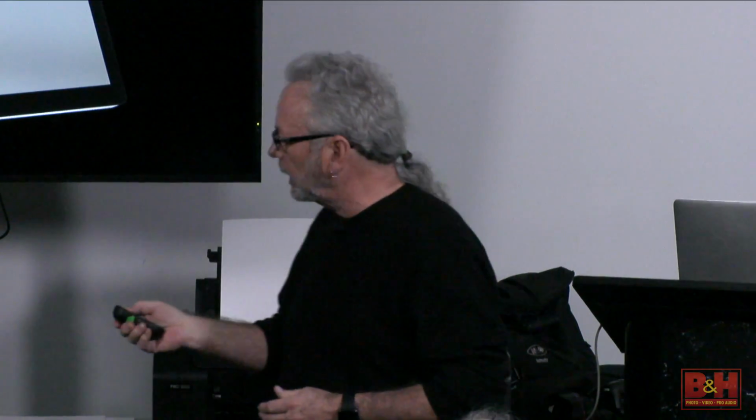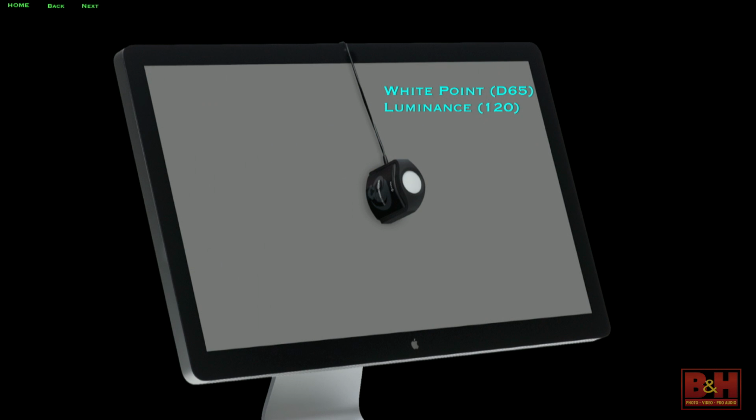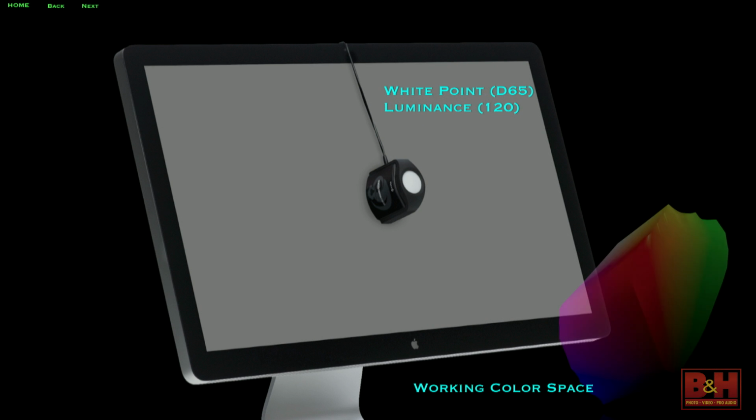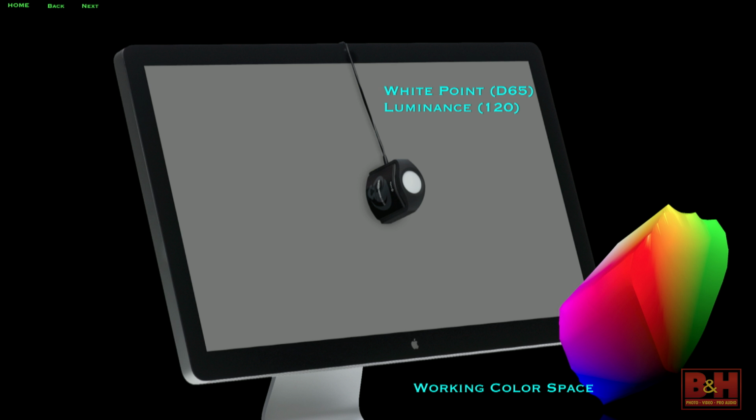Why? Because a calibration device knows the colors. And actually what happens when you calibrate using a device such as this, there's two things that happen. You set a white point, which is like white balancing, and there's a luminance, which is kind of like a contrast ratio. But the other thing in the computer is something called a working color space.